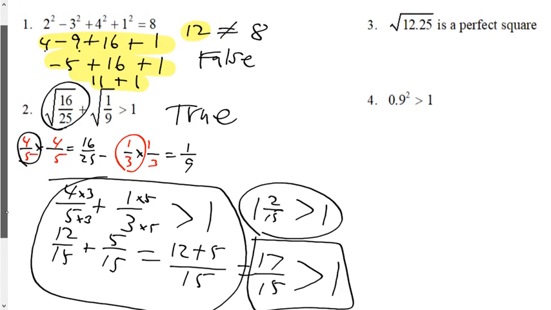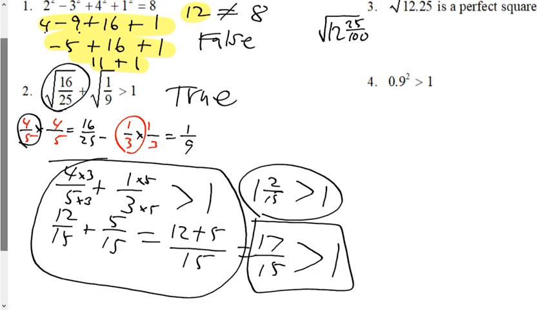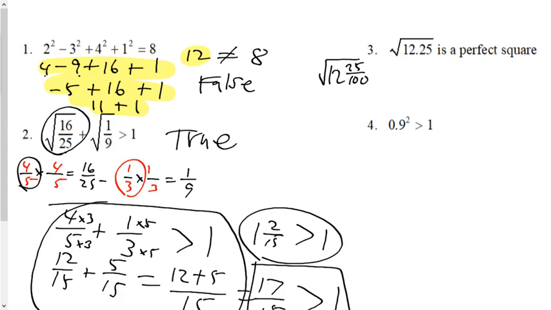Question 13, a little tricky, but not really. It says 12.25 is a perfect square. The square root of 12.25 is a perfect square. So if I was to say the square root of 12 and 25/100ths, that's the same question. This question and this question are the exact same thing. One is a rational number in decimal form, one is a rational number in mixed fraction form, both rational numbers.